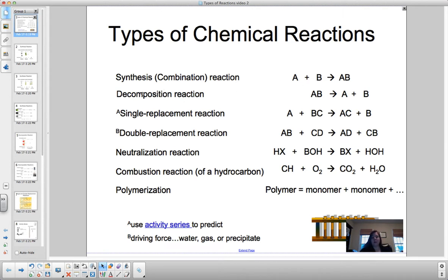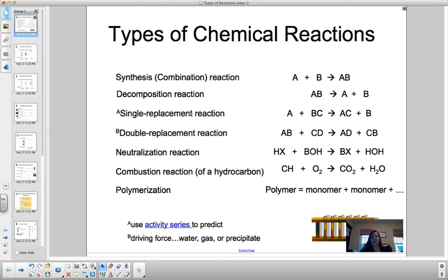The second one that we need to look at is a decomposition reaction. That means it's decomposing. You started with something whole, like AB, and those are your reactants, remember. Here on the left is your reactants. Even though they're together, they're still your reactants, but they're going to decompose into A plus B, meaning these are going to be by themselves.